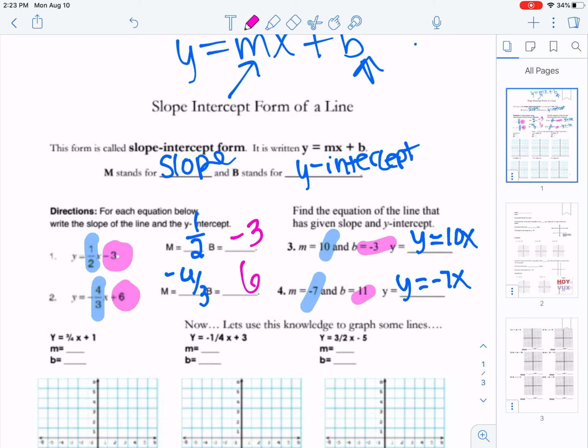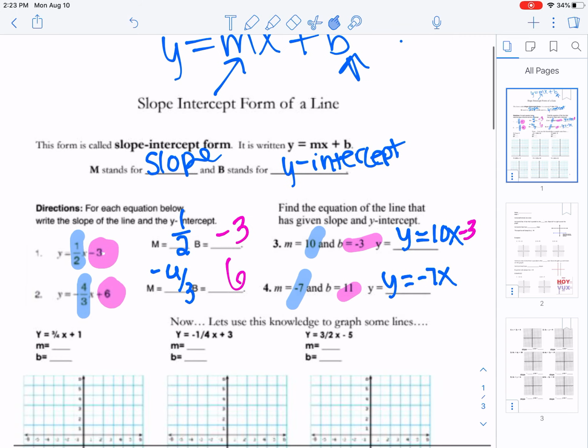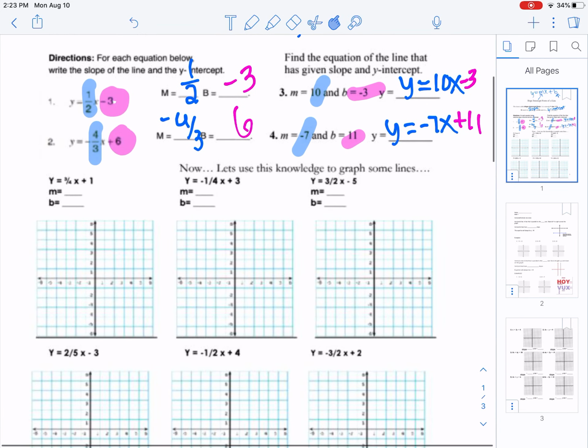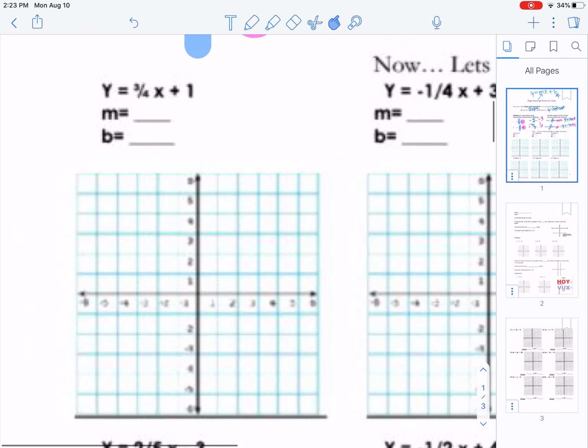So for the first problem, it'd be y equals 10x minus 3. And for the second problem, it'd be y equals -7x plus 11. So it's just a minus if it's a negative y-intercept. It's a positive if it's a positive y-intercept. Okay, so now the last thing we're going to learn is how to use that information to graph.